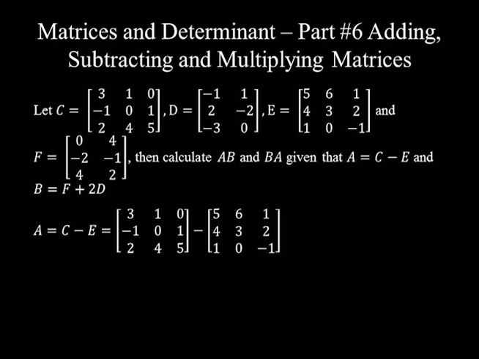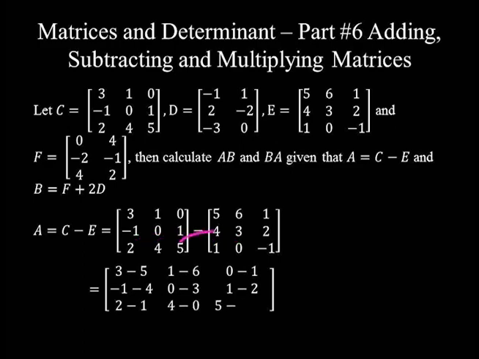So the subtraction goes on in such a way that row 1, column 1 of matrix C, that's 3, minus row 1, column 1 of matrix E, that's 5. Row 1, column 2 of matrix C, that's 1, minus row 1, column 2 of matrix E, that's 6. Row 1, column 3 of matrix C, that's 0, minus row 1, column 3 of matrix E, that's 1. Following the same pattern, we can subtract row 2 entries as -1 minus 4, 0 minus 3, 1 minus 2, and for row 3 elements, 2 minus 1, 4 minus 0, and 5 minus -1.